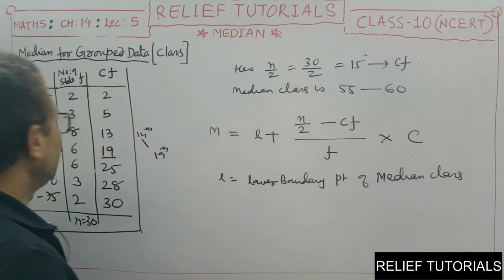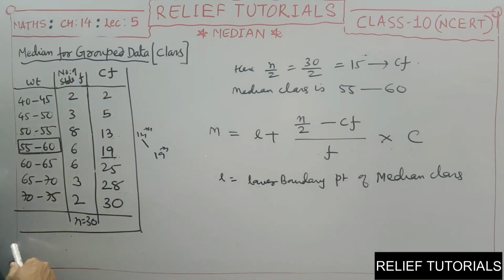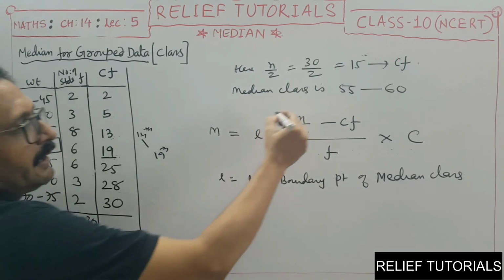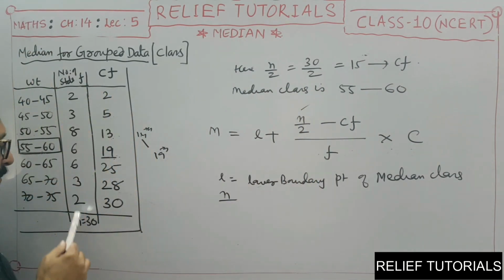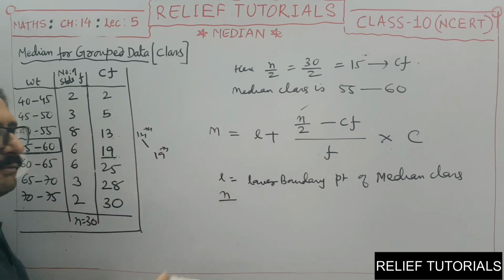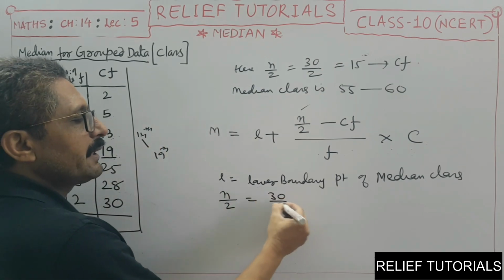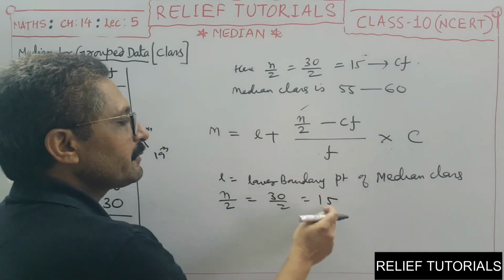Look here, the median class is 55 to 60. It is a continuous class. So 55 is the lower limit, and it is also the lower boundary point. So here L is equal to 55. Now n by 2. n is the sum of all observations, so n by 2 is 30 by 2, and our answer will be 15. So n by 2 is 15.